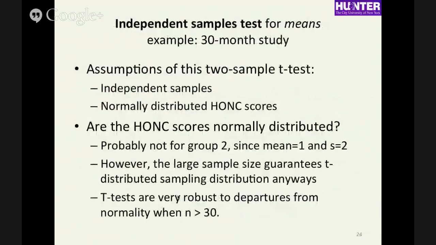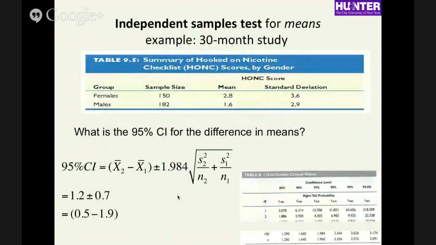So the assumptions of this t-test: independent samples, yes. Normally distributed, probably not, because for both of them, the standard deviation is greater than the mean. So if they were normally distributed, we would have negative values for the honk score, which don't exist.